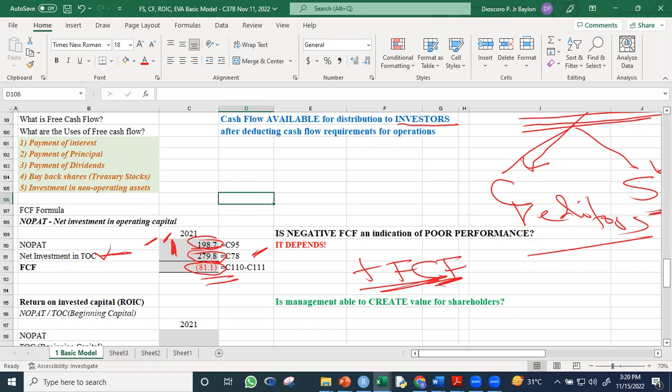If there's a low investment in TOC, and because of this your free cash flow is high and positive, do not be tempted to think that this is good. Rather, take a look at free cash flow from these two perspectives, whether it's negative or positive.